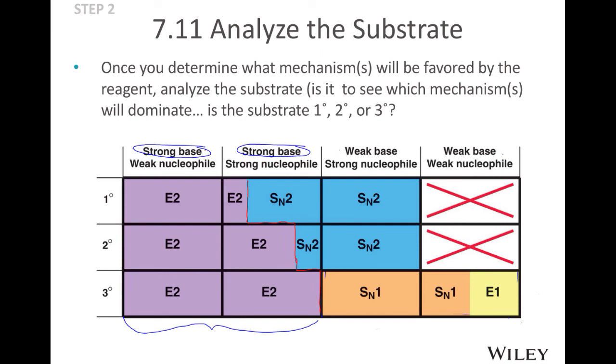Another good generalization you can make from this table is that if you're using a weak base, whether it's a weak nucleophile or a strong nucleophile, substitution is going to be the preferred mechanism, whether it's an SN2 or an SN1 reaction. And a third thing that I usually relate to my students is that substitution by a unimolecular mechanism and elimination by a unimolecular mechanism only happen for tertiary substrates. So only for tertiary substrates.